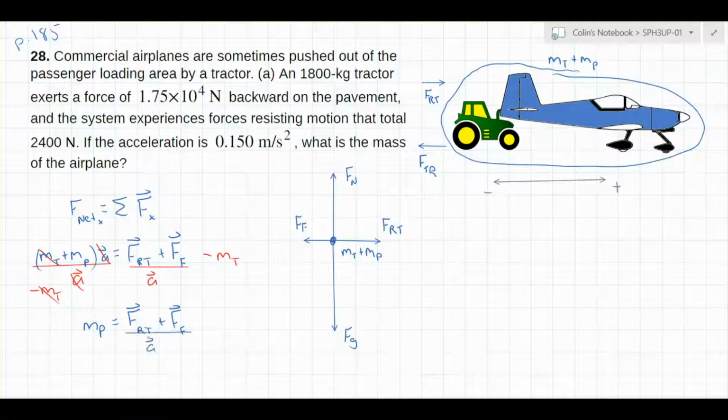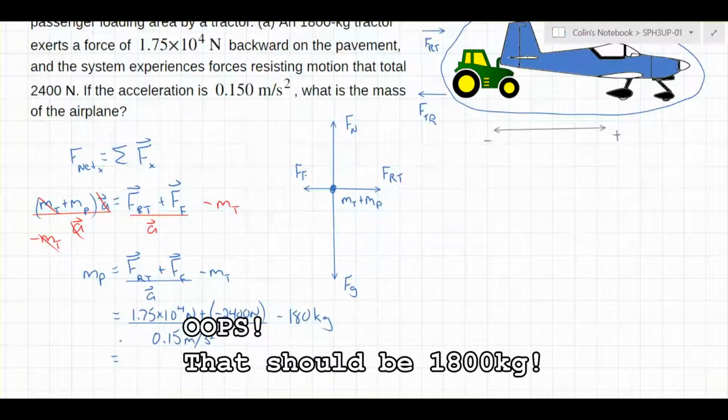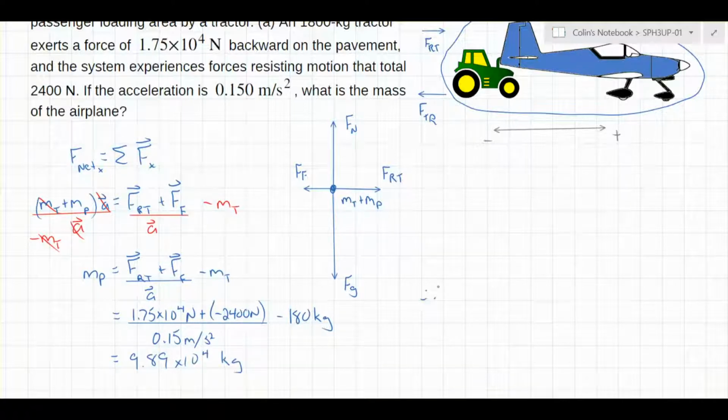Now we plug in our values, remembering that the friction will have a negative value, to find the mass of the plane, which turns out to be 9.89 times 10 to the power of 4 kilograms. And finally, we end our solution with our therefore statement, since we were asked the question in English.